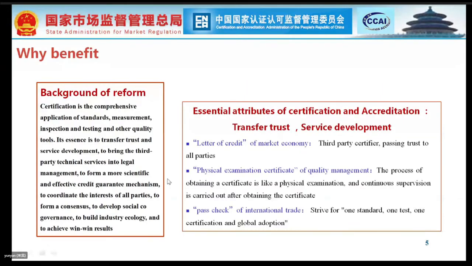Why benefit? The basic function of certification is to let credit play the invaluable role of a third party witness. The essential attribute of authentication and accreditation is to transfer trust and serve development. This transfer of trust, on the one hand, conveys trust to customers. Go shopping in the mall and know that this thing is more reliable. On the other hand, it transmits trust to society, government, enterprises, and the international community.